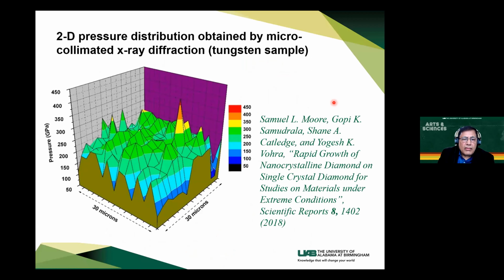Nevertheless, this NCD diamond made it up to about 450 gigapascal based on a tungsten sample, and these results are published. But what we really found in this experiment is that this seems to be the upper limit with the 100 nanometer size NCD stages. So this gives us impetus to really look for growing 4 to 6 nanometer CVD nanocrystalline second stage.